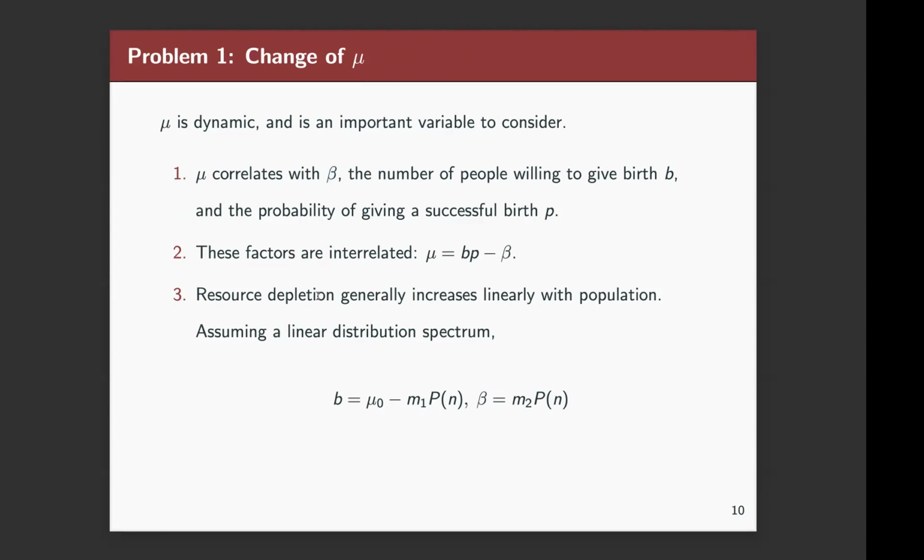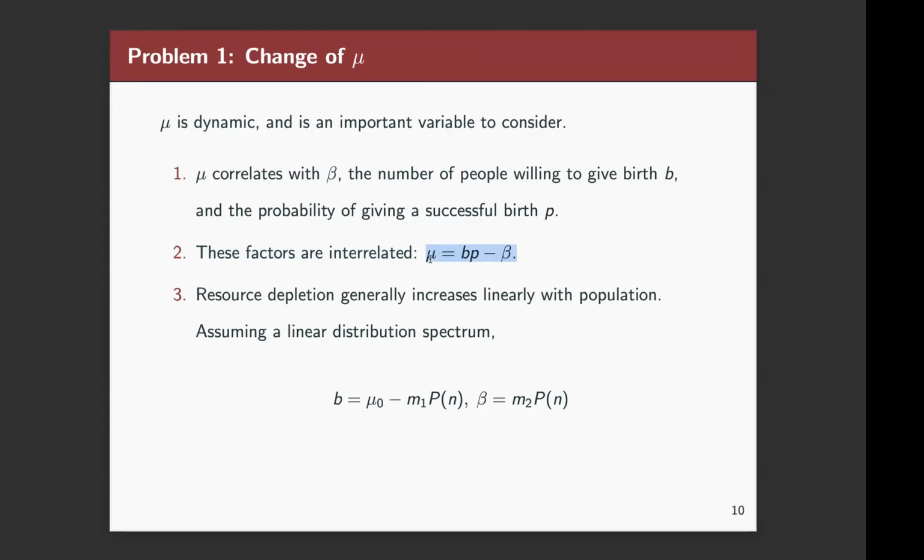So basically, this expression is the same as what we had previously, but now alpha is decomposed into the form b times p, which is the same as saying that the number of people willing to give birth times the probability of giving a successful birth is the total number of newborns per year. And that makes a lot of sense, I believe. So this is valid without too many assumptions.